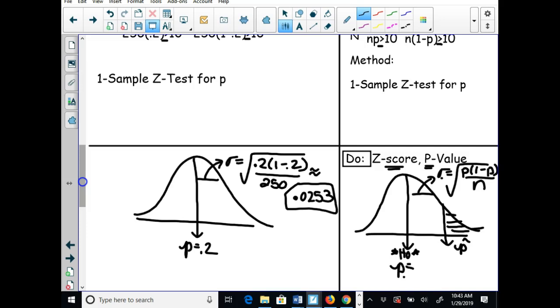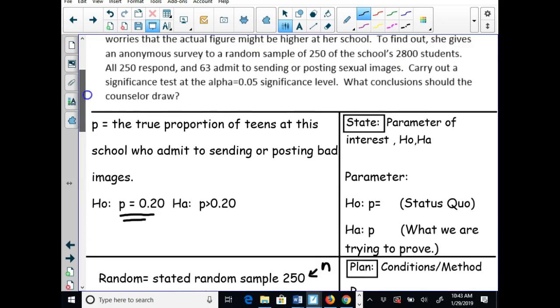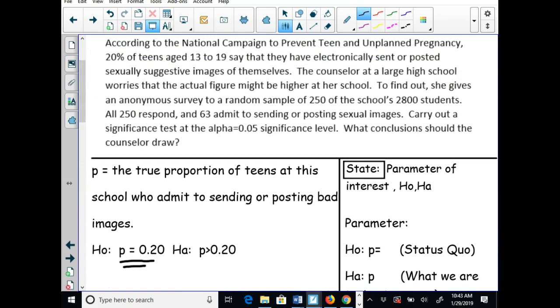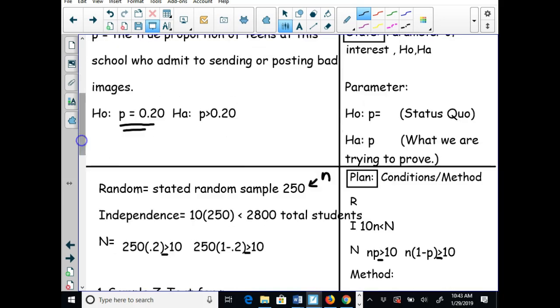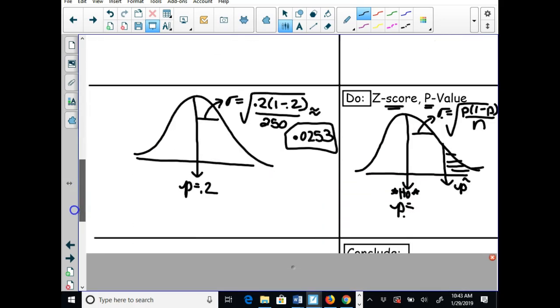Well, now we need our p hat. Remember, our p hat is always going to be part of the total. So here's my x, my parts, and here's my total sample. P hat is always x over n, okay? So we're going to take 63 divided by 250. When I take 63 divided by 250 in my calculator, I get 0.252.